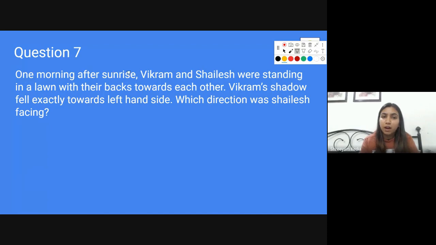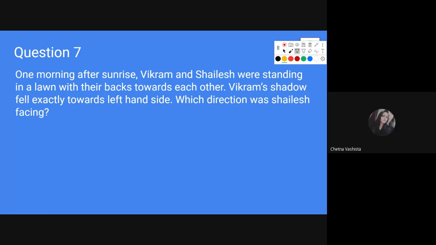So one morning after sunrise, Vikram and Shailesh were standing in a lawn with their backs towards each other. Vikram's shadow fell exactly towards left-hand side. Which direction was Shailesh facing? So we know that after sunrise, where is the shadow falling? Towards west.